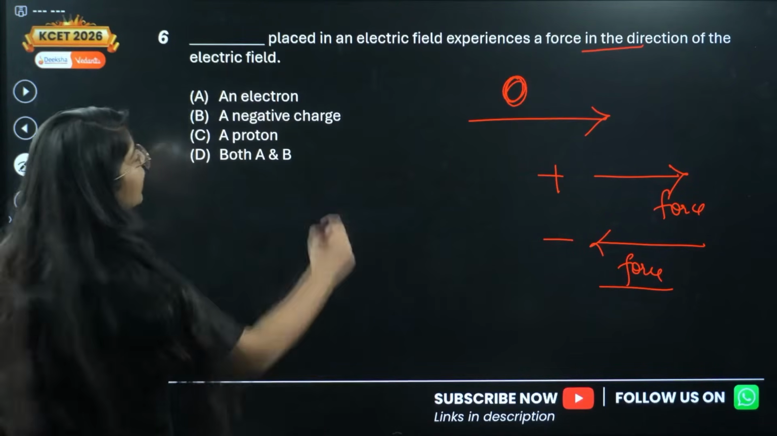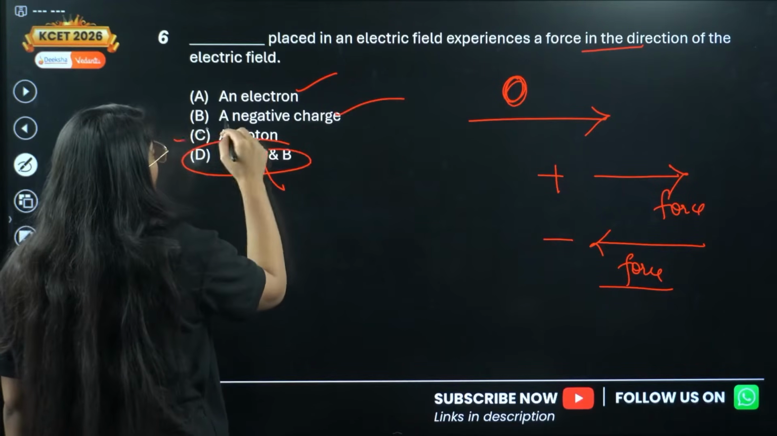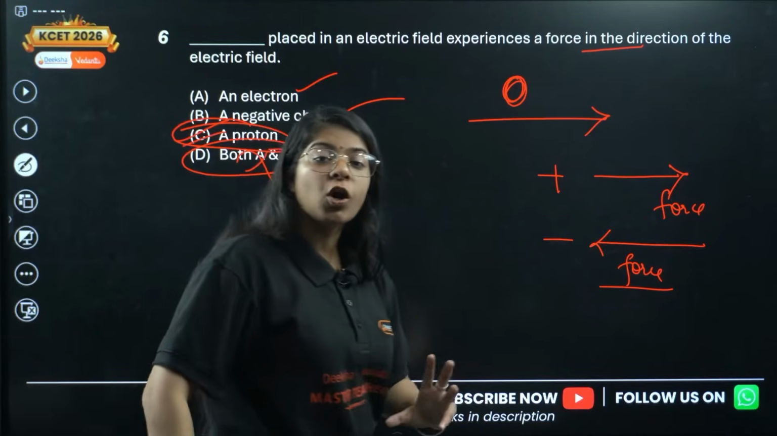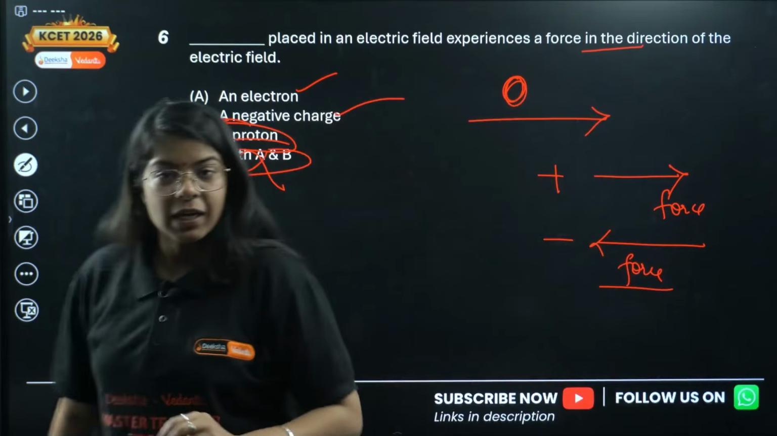The negative one will feel the force opposite to the direction of electric field, correct? Now, in here electron is negative, this is also negative, both A and B is also wrong. So, the only positive charge present here is proton. So, proton will experience force in the direction of electric field, understood?